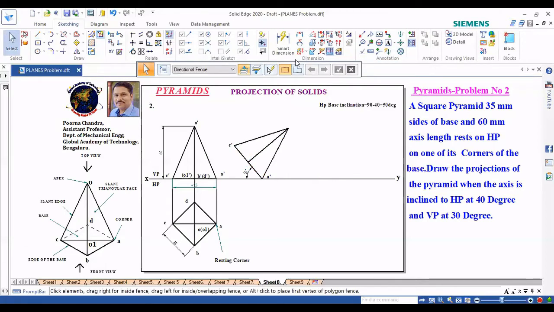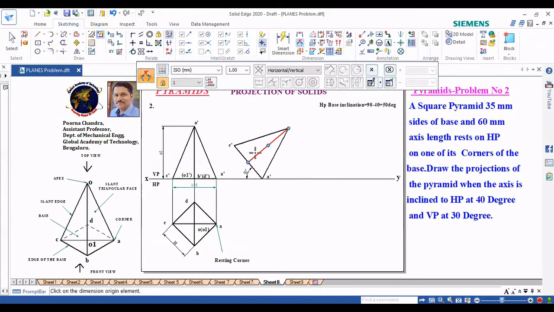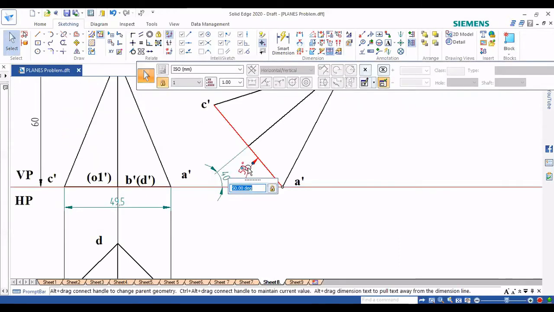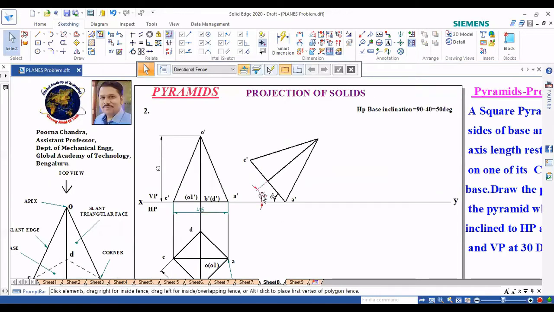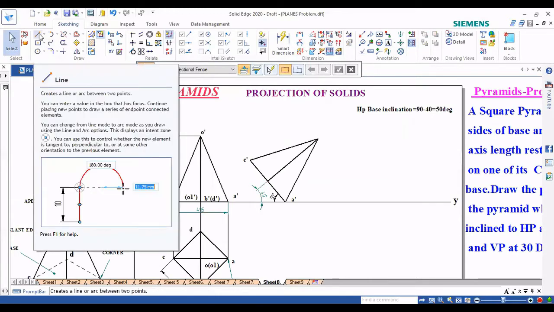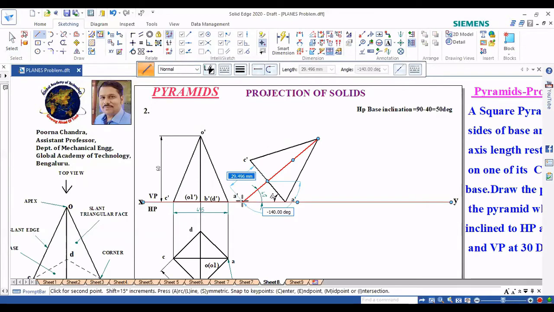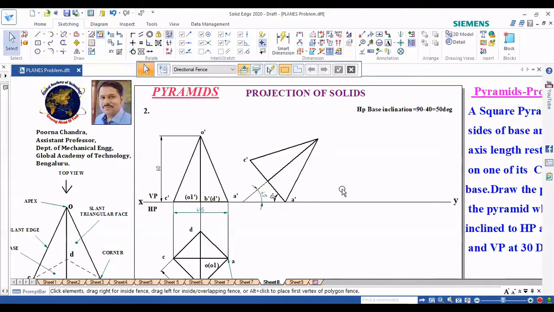Now if you check the angle, here comes the center axis. If you check this angle, it is 40 degrees. This is what is required for us. You want an angle of 40 degrees. So here, if you want, you can project this axis with a projection line, and that you can show as 40 degrees.